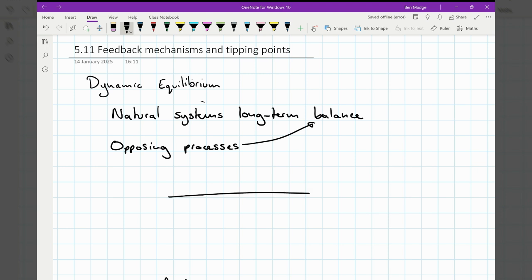So we might have our system. We've got process 1 and process 2. And we might have little wobbles on the seesaw, but all in all, it keeps it balanced and doesn't change.